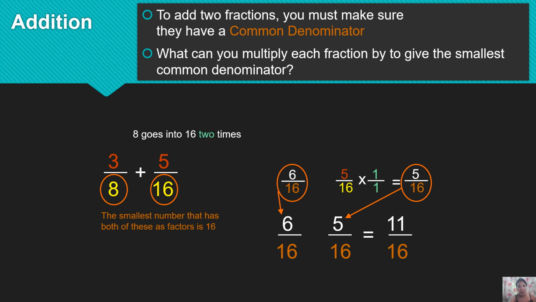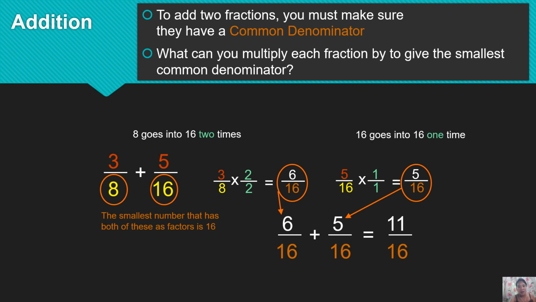So we have 8 goes to 16 two times. Then, we have here 3 times 2. I-multiply nimo kaduha. So, 3 times 2 is 6. 8 times 2 is 16. So, naa na tay 6 over 16. Ang usa, 5 over 16. So, 5 times 1, 5 over 16. So, ang kahuman na ato na silang i-add.